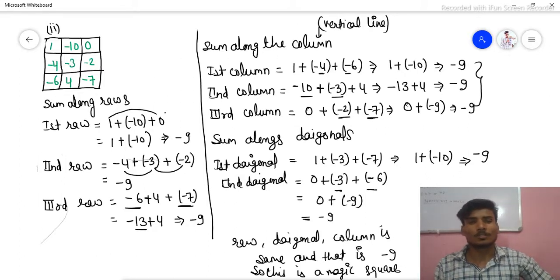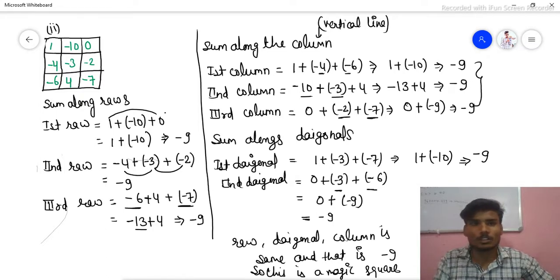So this is your part second for the 7th question. In this type of question, we need to check the sum along rows, the sum along columns, and the sum along diagonals. If the rows, columns and diagonals sum is always the same, then we can say it is a magic square. If it is not the same, then we can say this is not a magic square. Okay, so this is the 7th question.